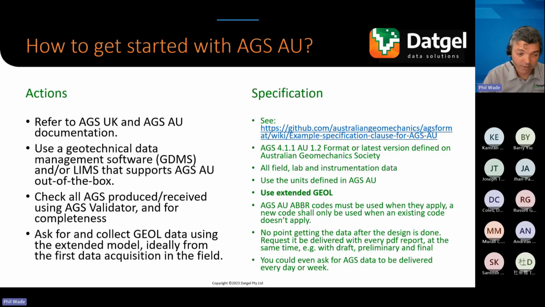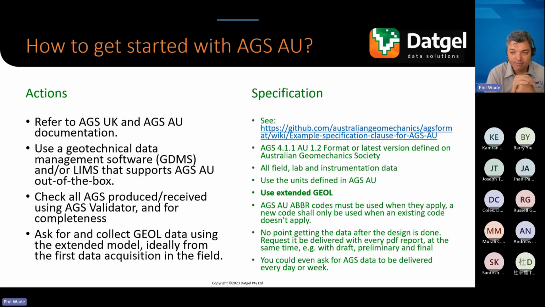And in Australia, you should ask people to use the extended model for GL when you write specifications. So in the case of specifications, I did create a draft specification clause, which took some proposed words out of the UK site investigation standard. Essentially you should ask for the latest version of AGS 4.1 AU, 1.2 or later, and include all the data, use the units defined, use the extended model, use the codes that exist, unless there's something that doesn't exist.